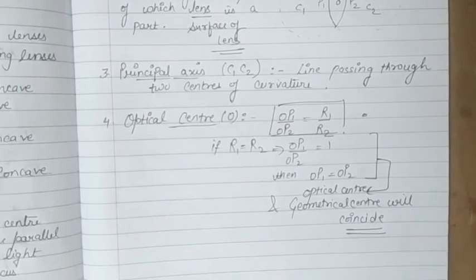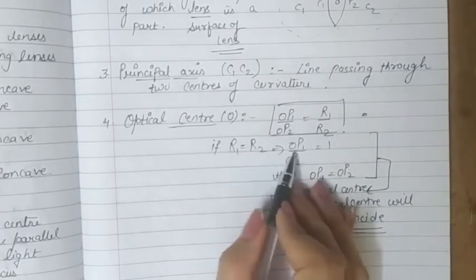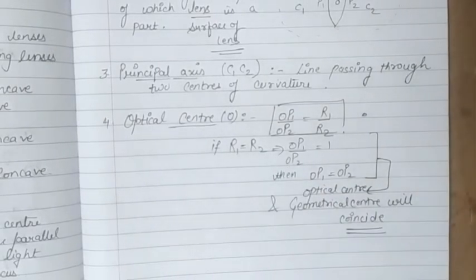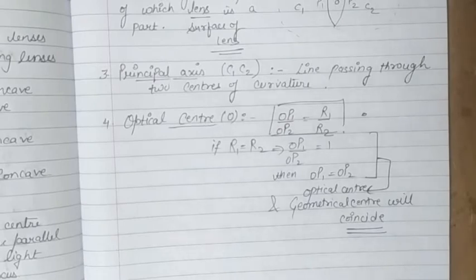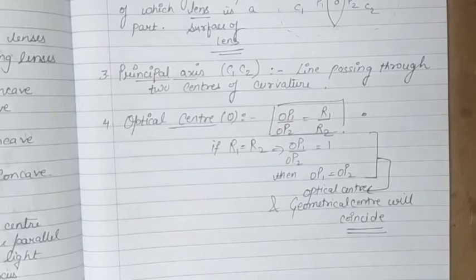So when the two radii of curvature are the same, then this thickness will be divided equally by the point O, and at that time it is the optical center as well as the geometrical center, and it lies exactly in between the thickness P1 and P2. This is how we can define optical center.